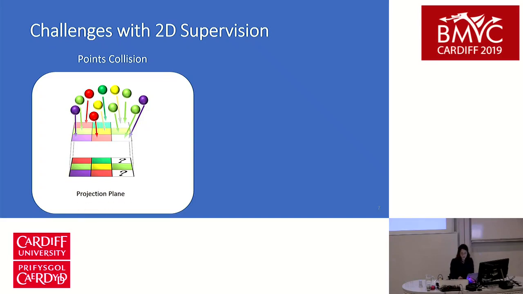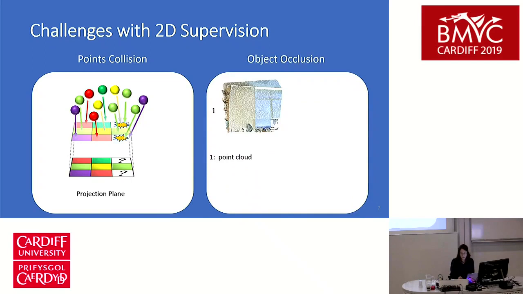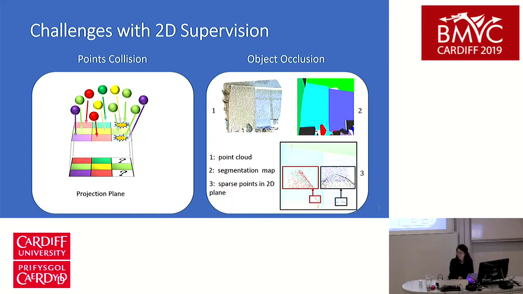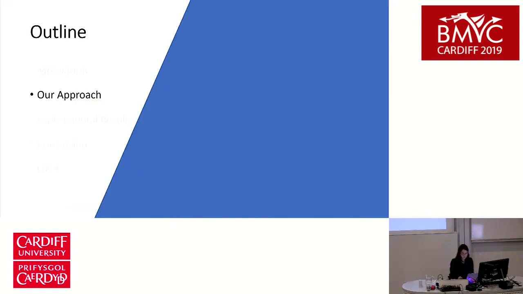And the second challenge is the object occlusion. As we can see from the image, the wall is partially occluded by the computer and also by the bookshelf. So when we project it into the 2D plane, they are going to have some intersections within the same area. So how do we segment those points?